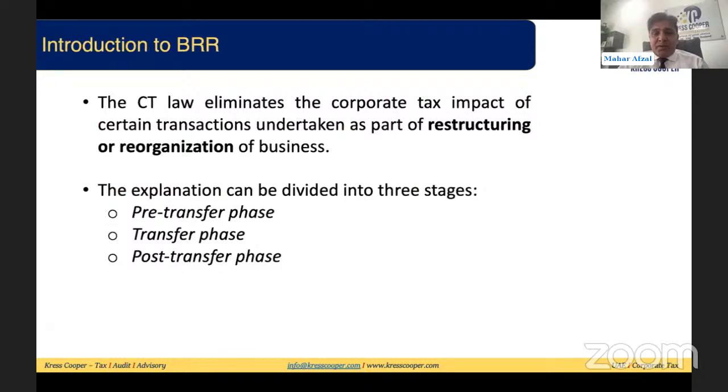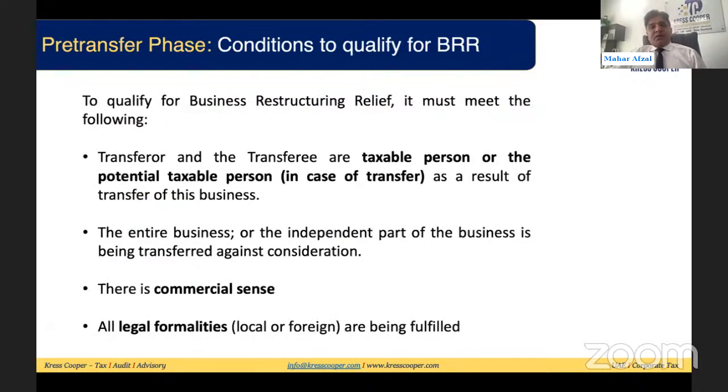The process can be divided into three categories: the pre-transfer phase, the transfer phase, and the post-transfer phase. In the pre-transfer phase, we discuss the key requirements for the business to enjoy business restructuring relief. The transferor and transferee must be a taxable person or a potential taxable person. Once the business is transferred, the transferee needs to become a taxable person. The entire business or an independent part of the business is being transferred, there is a commercial sense, and all legal formalities are fulfilled.